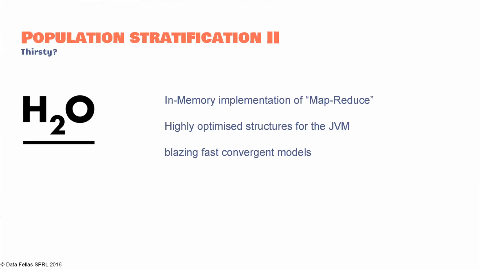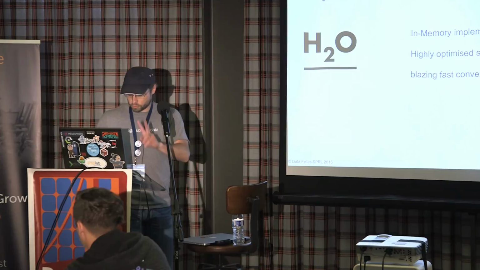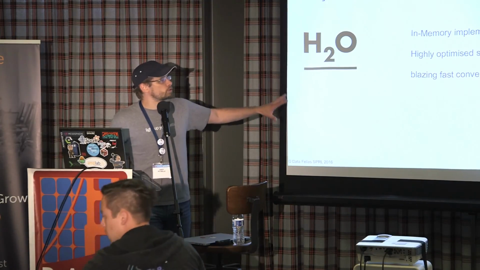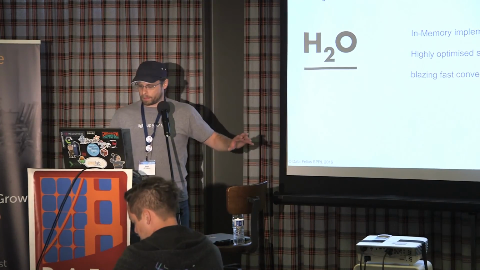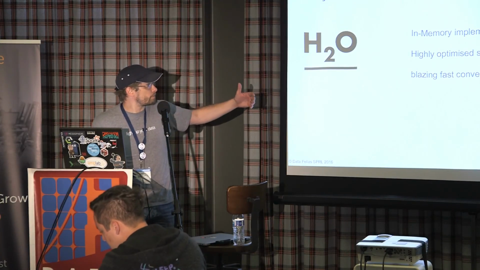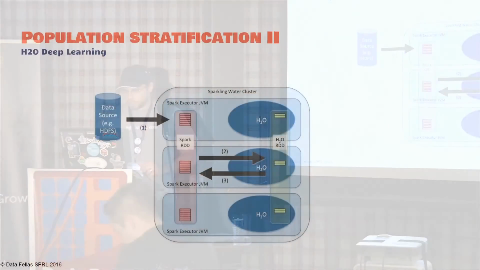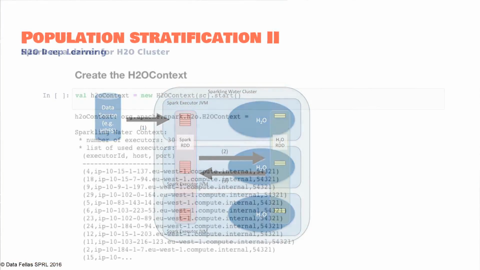The other one that you can also use is H2O. Who knows H2O here? So I just have two slides I want to show. H2O implements a whole in-memory MapReduce, but it's very highly optimized for structures in the JVM. It looks like that, and you can do it this way.